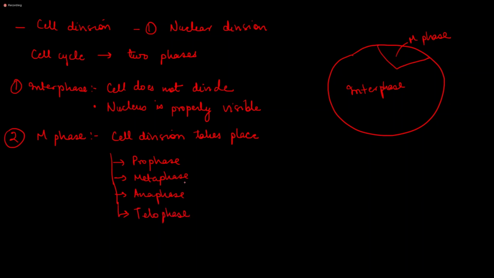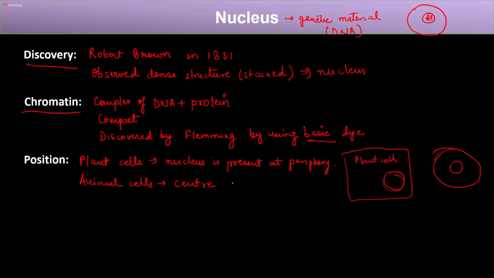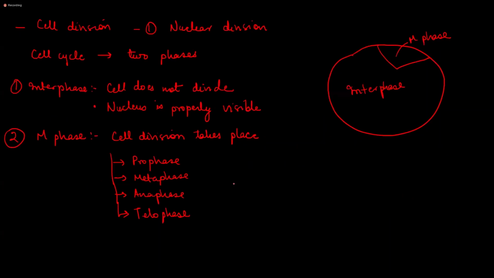But when is the chromatin or the chromosome clearly visible? I just told you that chromatin is a complex of DNA and protein. So the chromatin is visible properly during the metaphase. In the metaphase, you can say chromosome. We'll see the difference between chromatin and chromosome, but we can write that the chromosome is clearly visible. So if you want to see a nucleus, you should see it during the interphase. But if you want to see the structure of a chromosome, it should be seen during the M phase, especially during the metaphase.